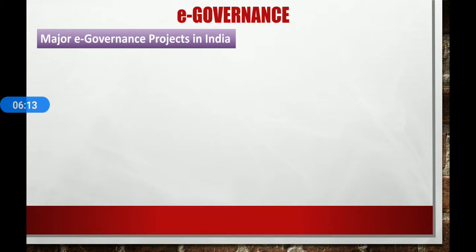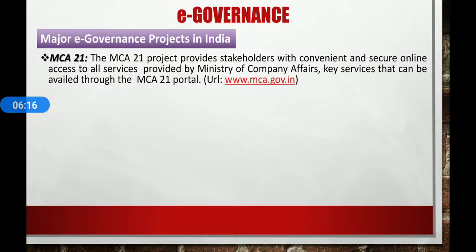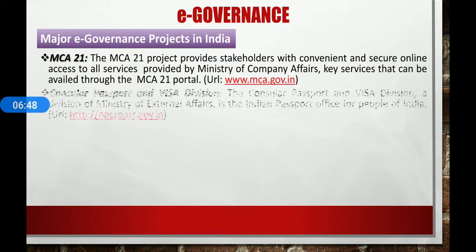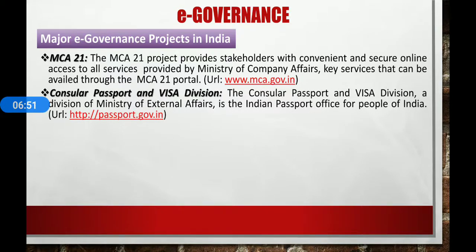Now, some major e-governance projects in India. The first one is MCA21. It is India's prestigious G2B service portal. The MCA21 project provides stakeholders with convenient and secure online access to all services provided by the Ministry of Corporate Affairs. Key services can be availed through the MCA21 portal. Its URL is www.mca.gov.in.